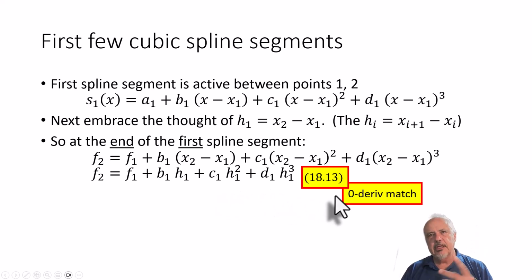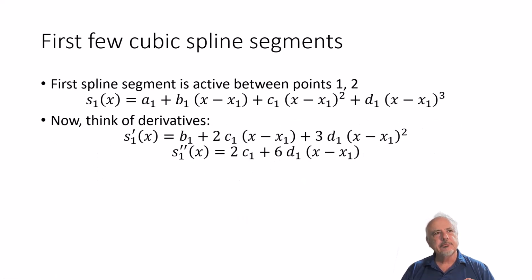And I just kind of colloquially call it the zero derivative match. So that's one of our equations we'll use. Okay, so now we're going to think about derivatives. So we're going to take our S1, our first spline segment, and differentiate it with respect to X. And of course, it's going to be very, very easy to do that.